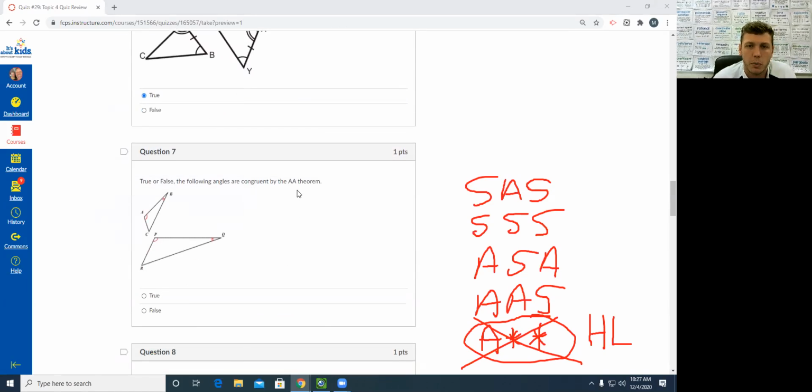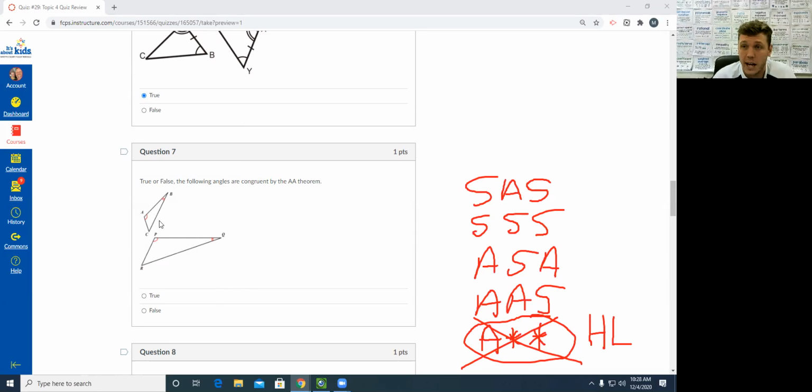Number 7, true or false? The following angles are congruent by the angle-angle theorem. Okay, is angle-angle one of our options? It's not one of our options, so it's not even a possibility. Okay, we'll actually look at this later on, but angle-angle is something we use for similarity.